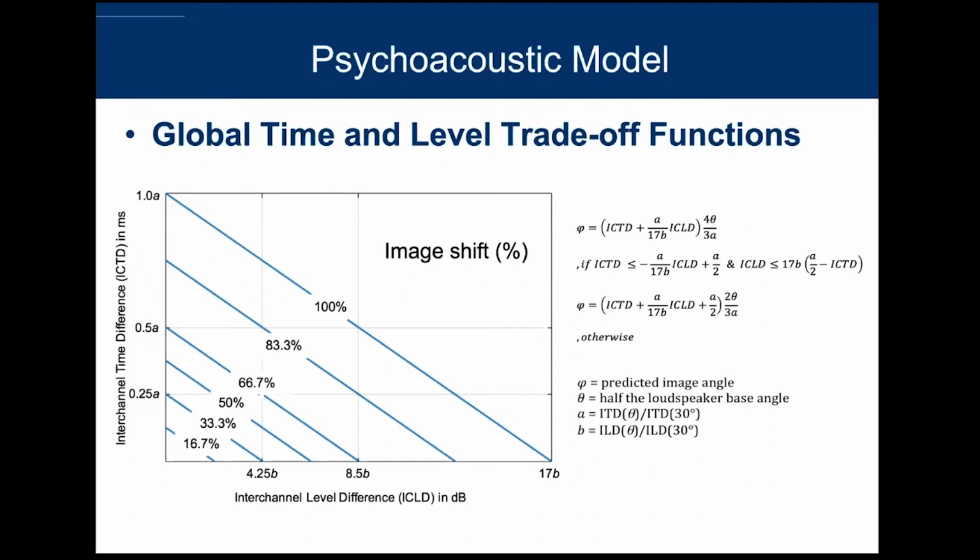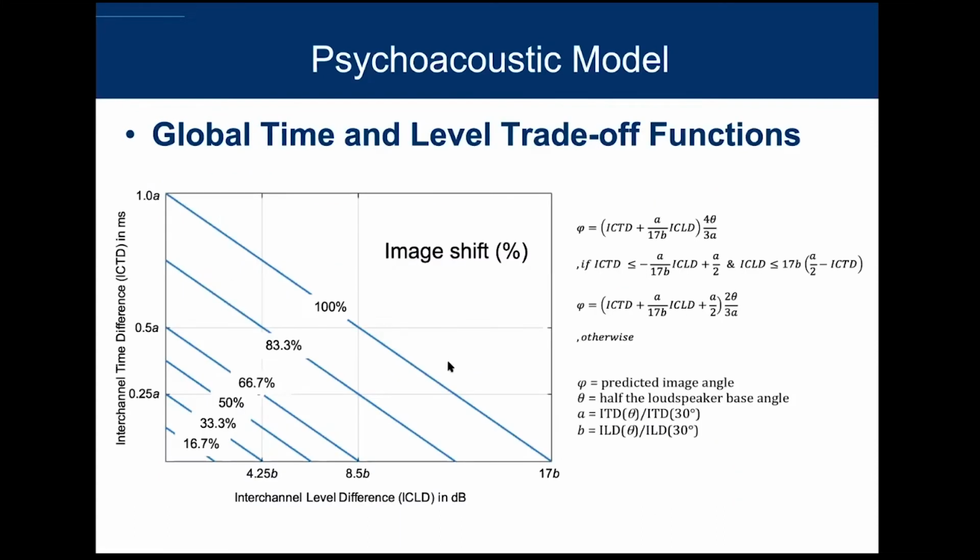For example, 1 millisecond is not going to be enough for you to perceive the sound image at the fully panned position. 1 millisecond was for 60 degrees; you need about 1.4 milliseconds for 90 degrees. Or 17 dB is not going to be enough for 90 degrees; you need about 23 dB. This is a global trade-off function that we're using in the latest version of MARRS.